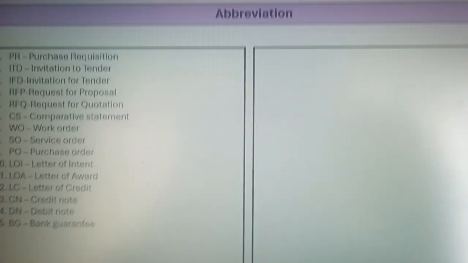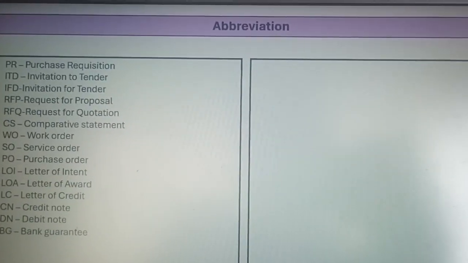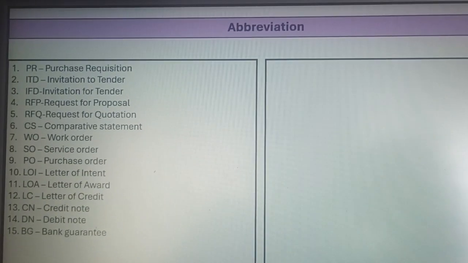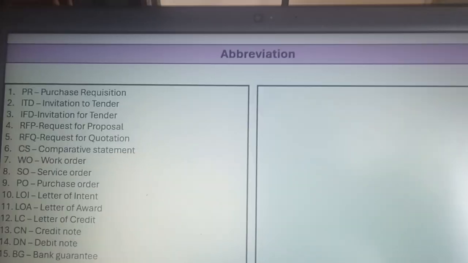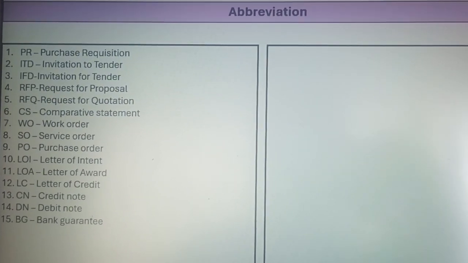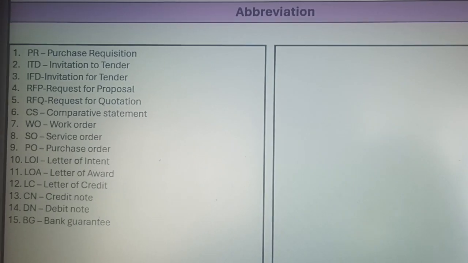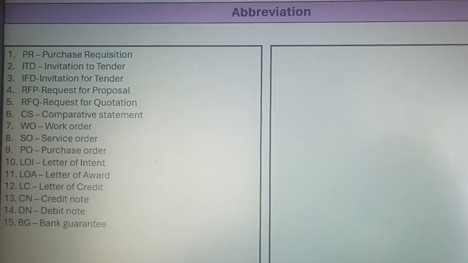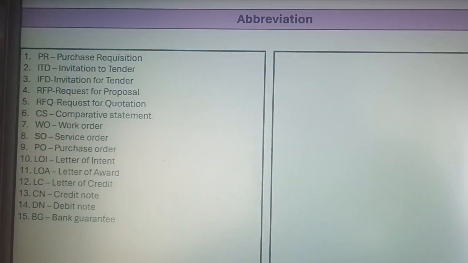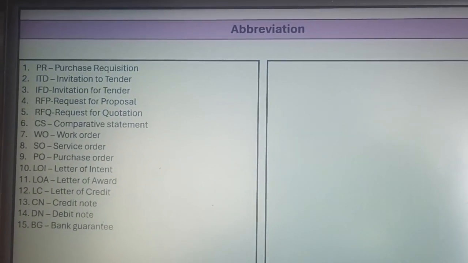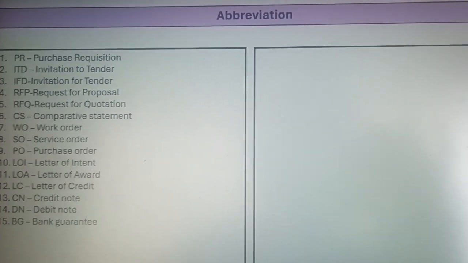BG means a bank guarantee. What is the meaning of bank guarantee? The bank guarantee is a type of guarantee in which the bank provides a security to the buyer about their contract. It is provided by the bank.